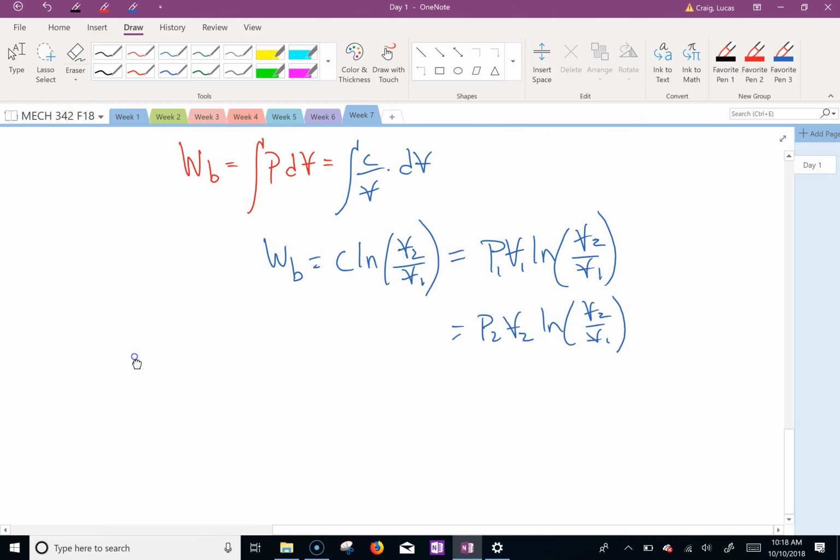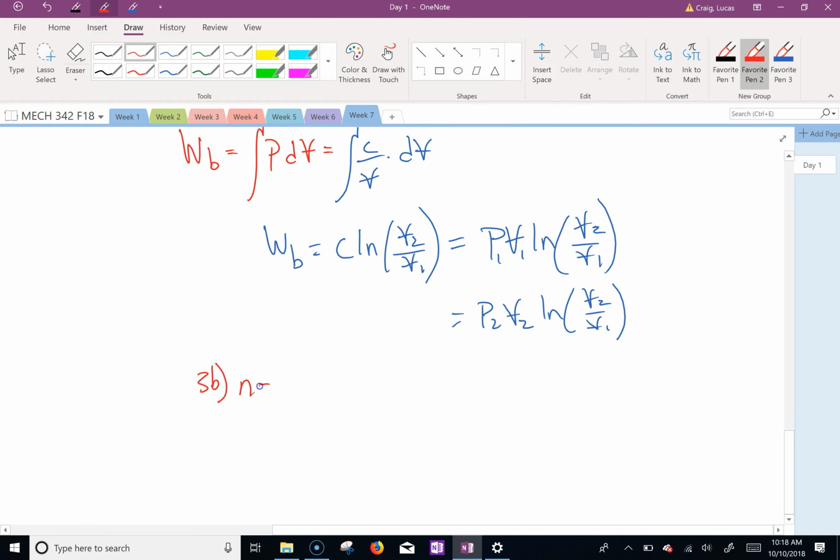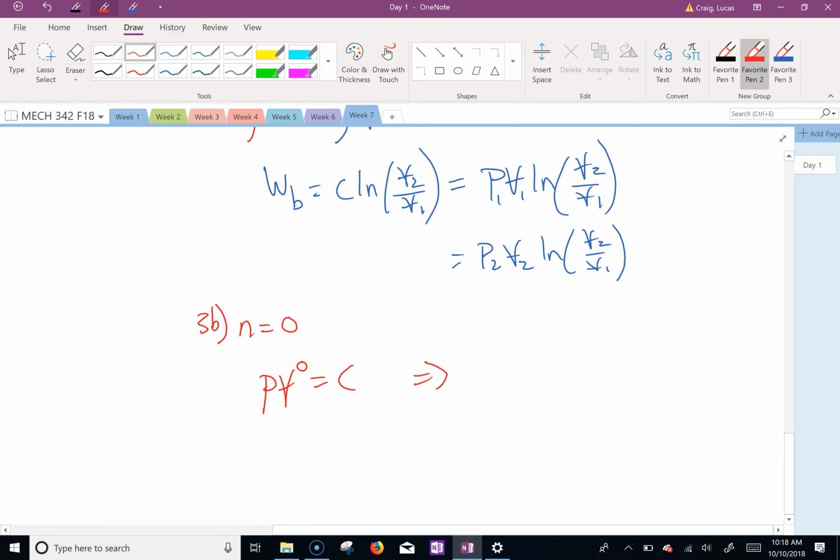What are we on? 3b. n is 0. So you could have n equals 0, n equals 1, or n greater than 1. Those are our cases, okay? So if I do PV to the 0 equals a constant, what does that make it? 1. Yeah, it's 1. P equals a constant. Did we do that one already? Yeah, it's isobaric. We already know that equation. So that was the easy case. Typically, they're not going to be that bad. Okay? But I just wanted to remind you.